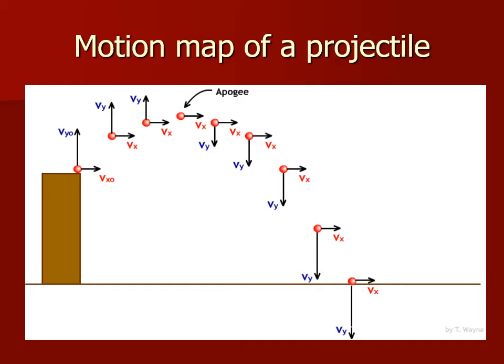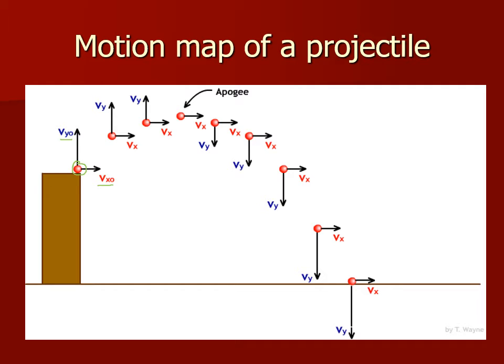Here is a motion map of an object that is launched up and out, and actually this object falls lower than what it started at. And so in the motion map, here again, remember you're seeing initial with the 0. That's just, again, standard format. So this particular object right here has been given both an initial up and an initial out velocity.